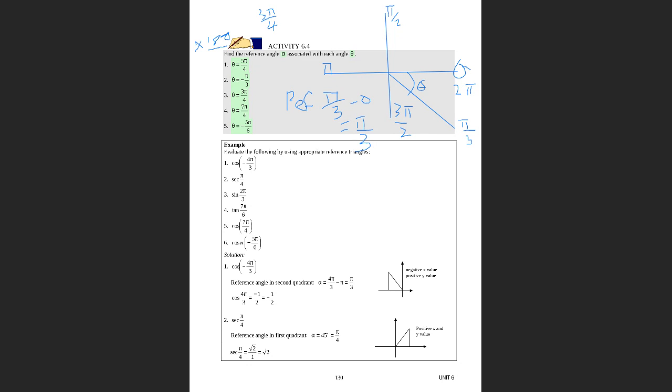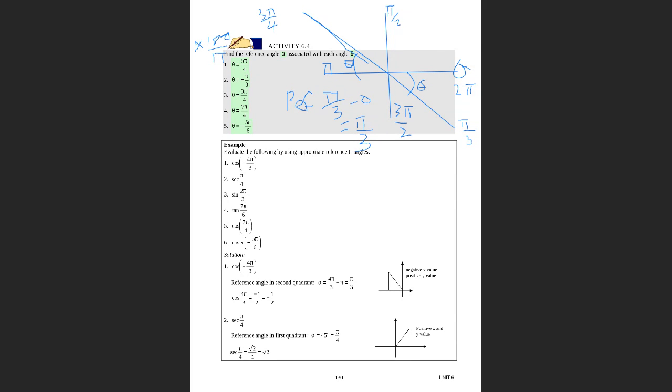You quickly see that 3 pi over 4 is going to be in the second quadrant. So 3 pi over 4 is going to be here. Do you all agree 3 pi over 4 will be in the second quadrant? Here will be your theta.